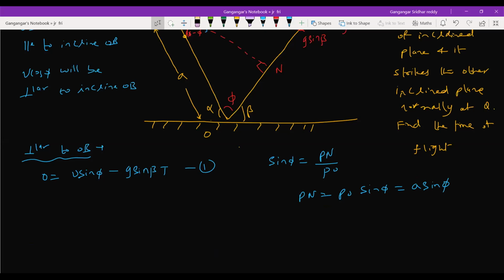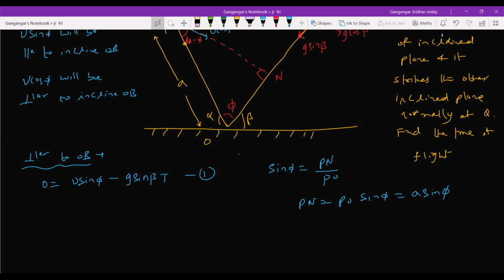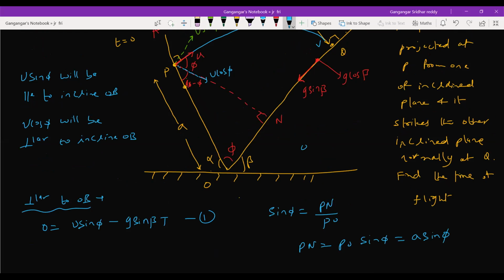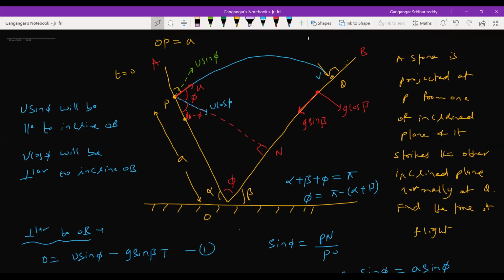Phi is what I assumed, not given. Phi is what assumed here. What will phi be? Alpha plus beta plus phi is equal to pi, no? It's an assumed one, it has to be eliminated again. What is Pn? When the projectile moves from P to Q, the Pn will become the range. Do you agree? As it moves from P to Q, the Pn will become the range, no?